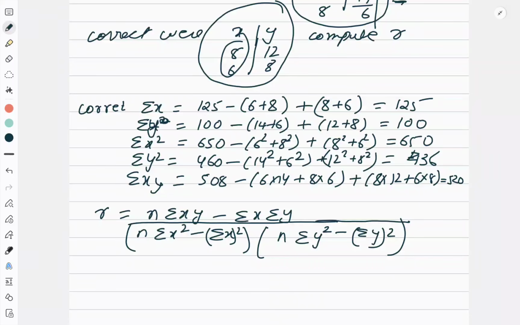Okay. Now substitute all the values. We have this value, this value, this value, this value, this value, this value and this value. So when you substitute and solve, you will get r is equal to 500 upon 750, which is equal to 0.67, which is the actual value.